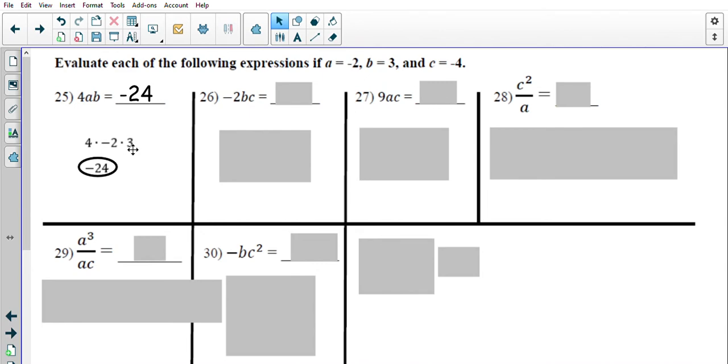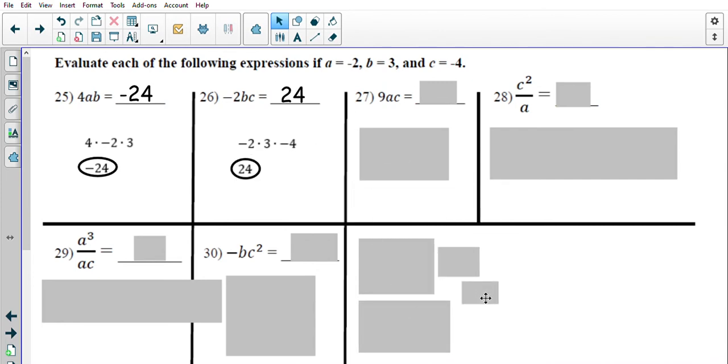Let's take a look at number 26. -2bc. Replace b with 3, replace c with -4. So we have -2 times 3 times -4. We have two negative numbers. That's an even number, which means my answer will be positive. Take 2 times 3 is 6. 6 times 4 is 24. So this answer is also 24, but it happens to be positive 24.